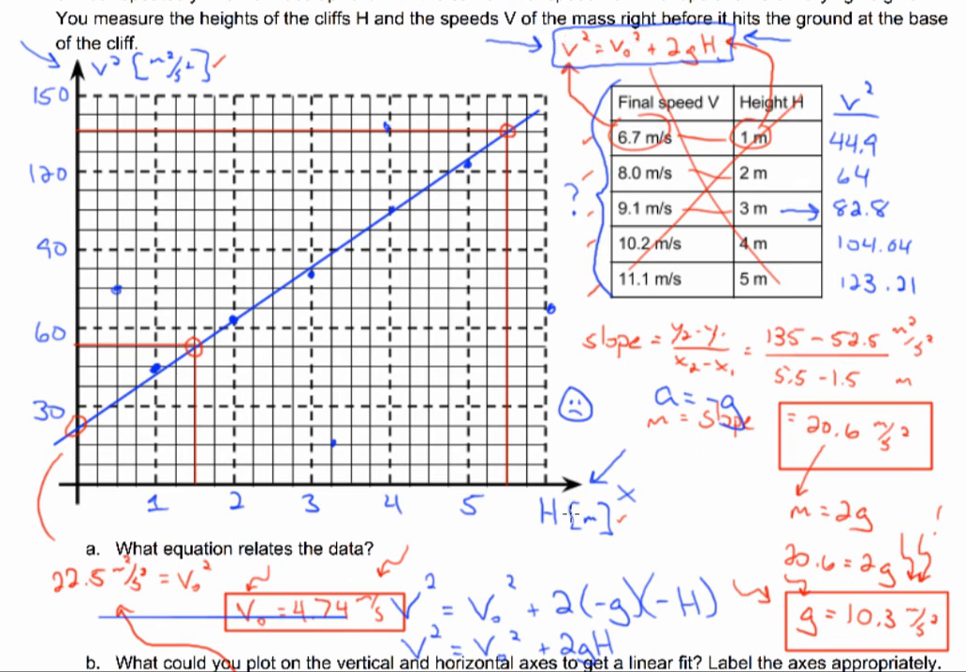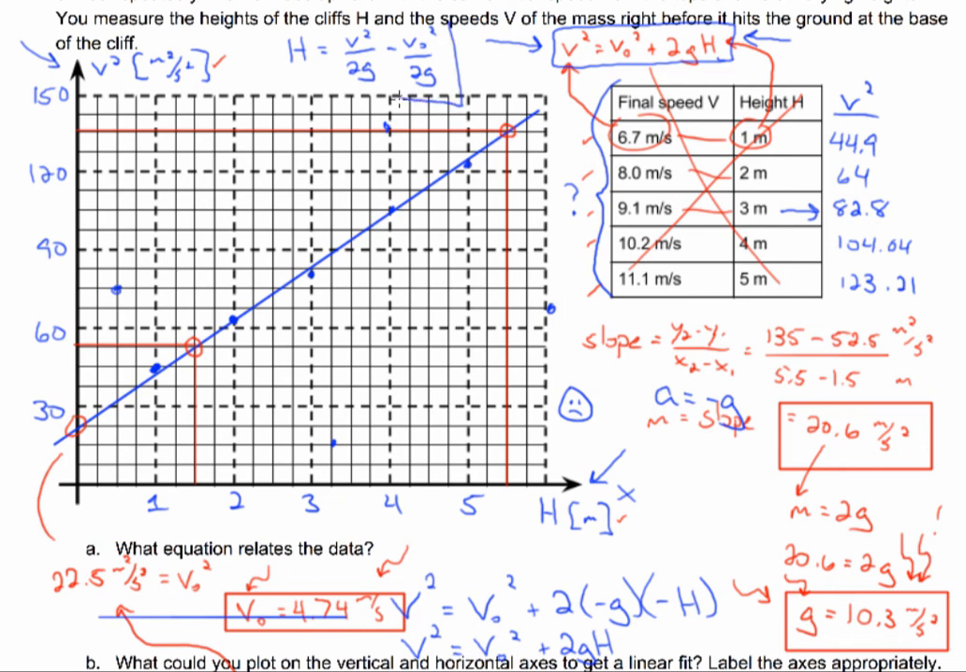You could have moved h onto the y-axis, v squared onto the x-axis. If you did that, if I solve for h, h is going to be, let's see, v squared over 2g, if I divide both sides by 2g, and then I'm going to move the v naught over, minus v naught squared over 2g. You could try it this way. h would be the y, v squared would be the x, and the slope would be 1 over 2g in that case.